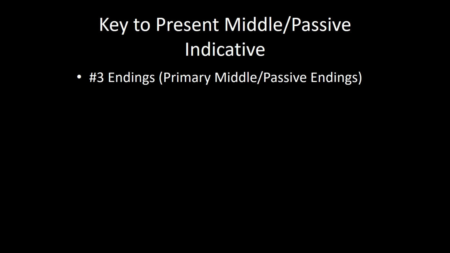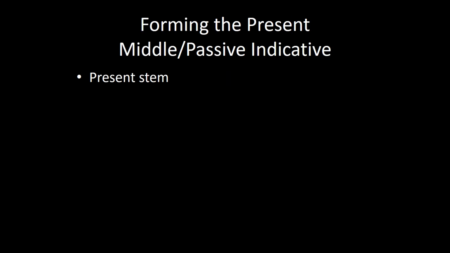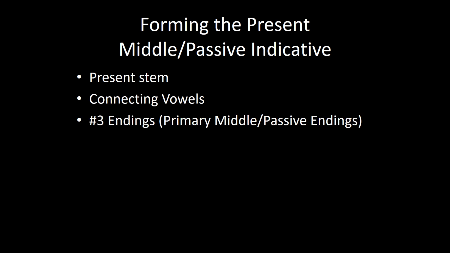Just like when we had present active indicative and we had one main key, the number 1 endings, here on present, middle, or passive indicative, we only have one main key, the number 3 endings. So there's a lot of parallels between the present active and the present, middle, or passive. So how are we going to form the present, middle, or passive? We're going to use the present stem, just like we did on present active. We're going to use connecting vowels, just like we did on present active. And then we're going to use number 3 endings. These are the primary, middle, or passive endings. So the pattern is exactly the same.